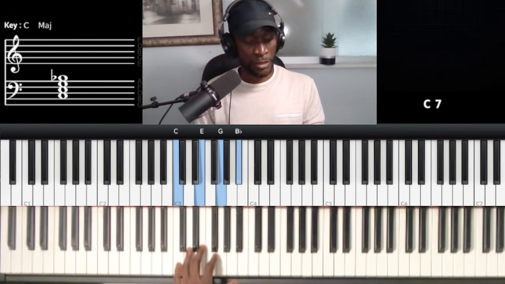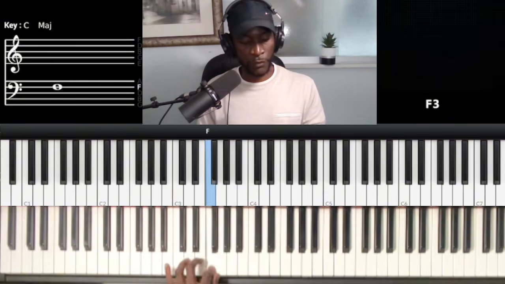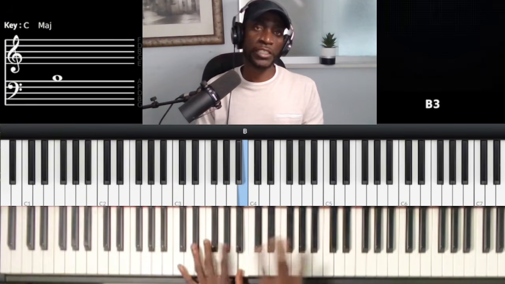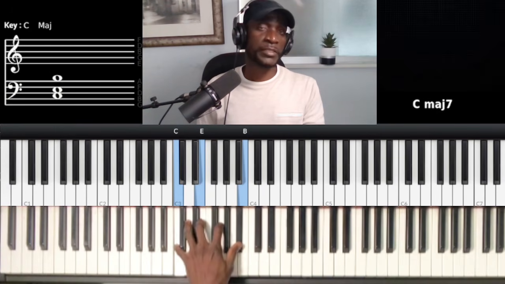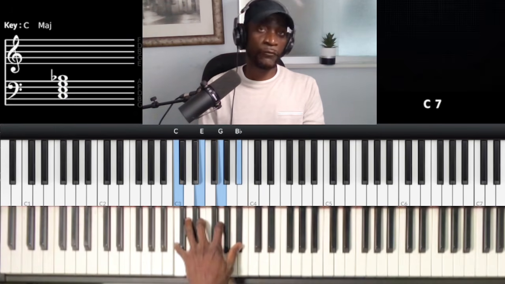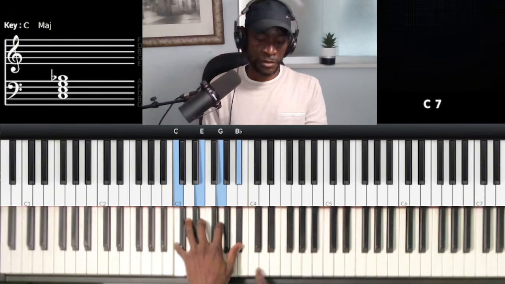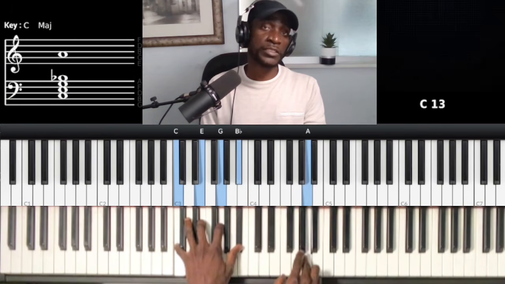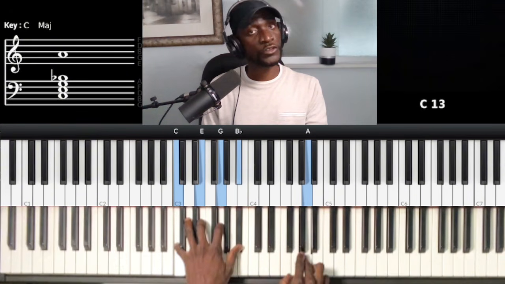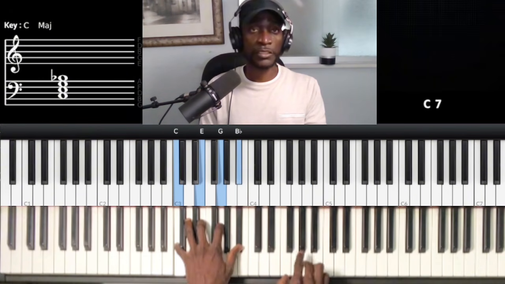Let's count using the number system. 1, 2, 3, 4, 5, 6, 7. So here we're done, right? This is C major 7 if you're doing jazz, and this is C dominant 7. Now, if we're going up, that means we're going to some more upper structure or upper extension. So we're extending our chords from 8, 9, 10, 11, 12, 13. Unfortunately, we don't have 14, so we'll leave it here.